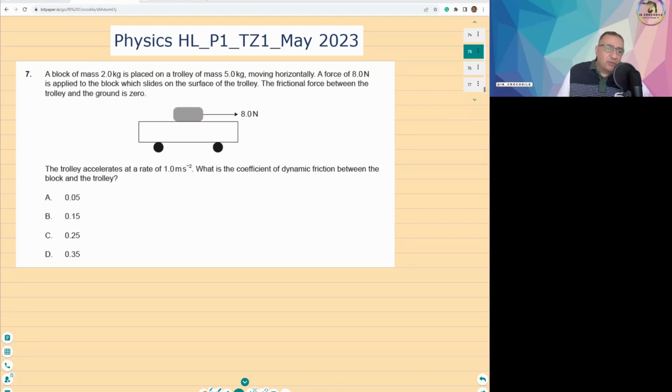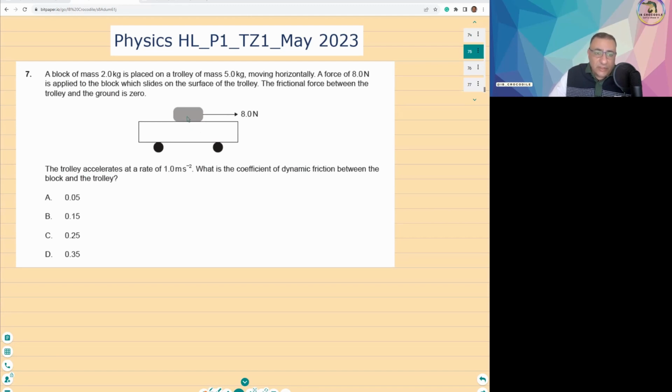A block of mass 2 kilograms is placed on a trolley of mass 5 kilograms moving horizontally. A force of 8 Newton is applied to the block, which slides on the surface of the trolley. The frictional force between the trolley and the ground is 0, so assume a frictionless surface. The trolley accelerates at a rate of 1 meters per second squared. What is the coefficient of dynamic friction between the block itself and the trolley?